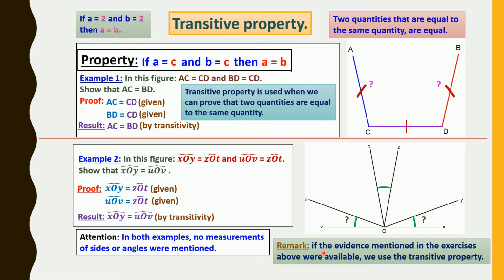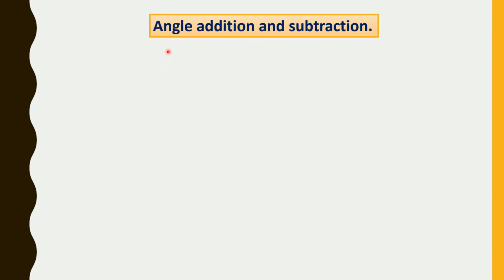Remark: if the evidence mentioned in the exercises above is available, we use the transitive property. If in the exercise we have enough evidence about the fact that two quantities are equal to the same quantity, and we need to prove that these two quantities are equal, in this case we use the transitive property. Now let's continue with angle addition and subtraction.